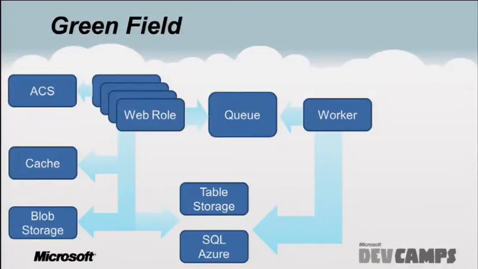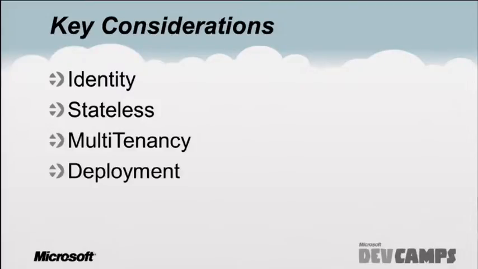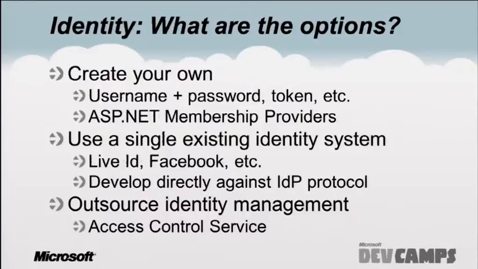So some of the key considerations that both green and brownfield applications running up in Windows Azure have to consider are these: identity, stateless, multi-tenancy, and deployment. So we've covered identity quite well in Wade's last session, so we'll be quick on this. But the key point to note is you do have these three options. You can create your own. You may use ASP.NET membership. That will require the end user to create another username, another password.